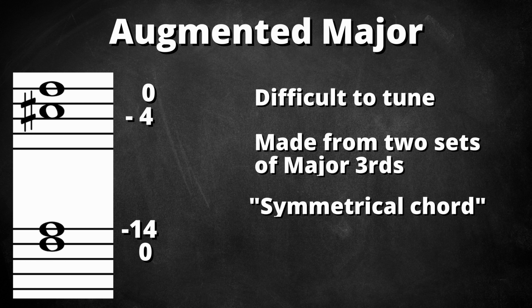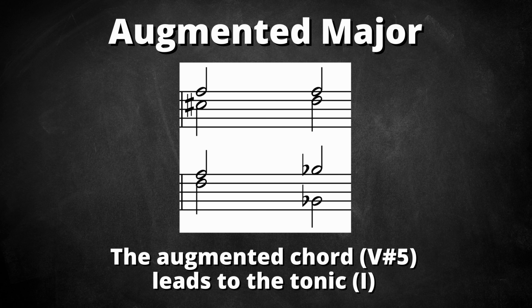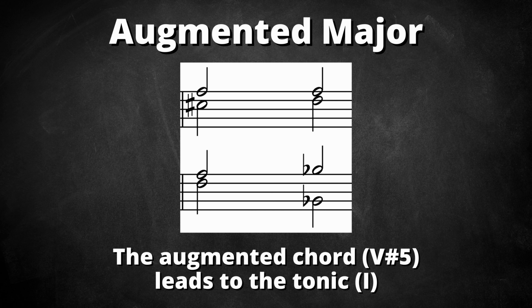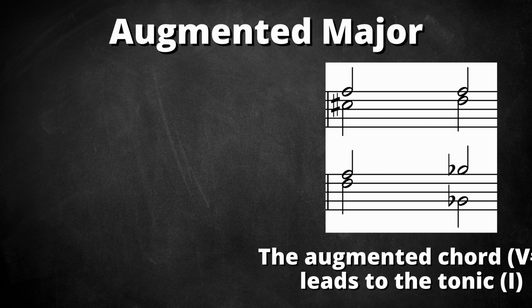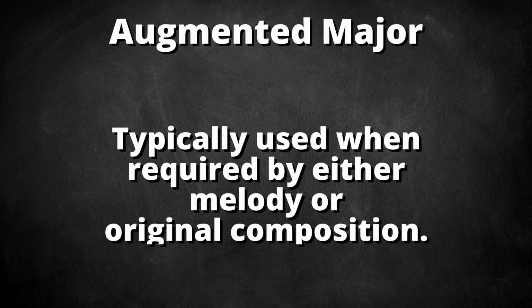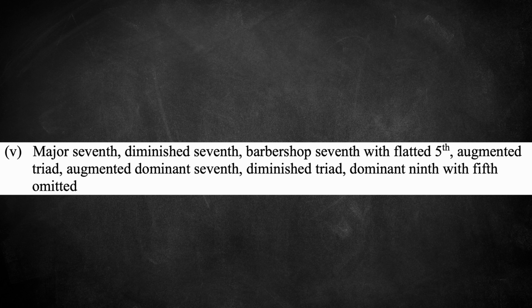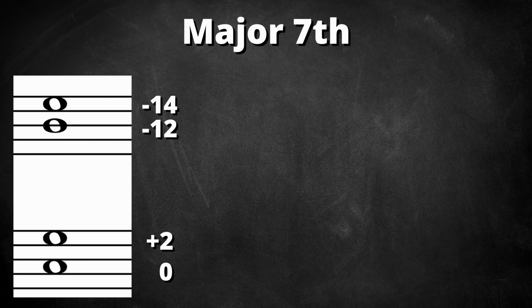This chord is typically used instead of the dominant 7th. We usually only use this chord when the augmented note is required because of the melody, or if it's important to the original composition. The reason being that it ranks 5th place on the consonance potential scale found in the official judging handbook. The major 7 chord.